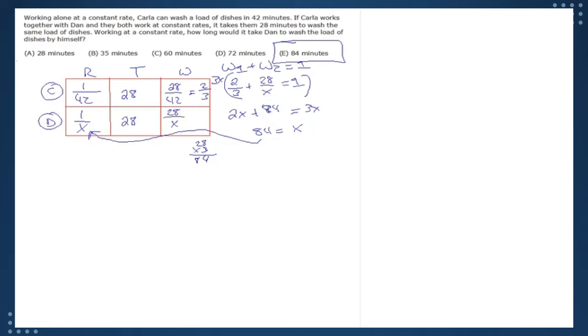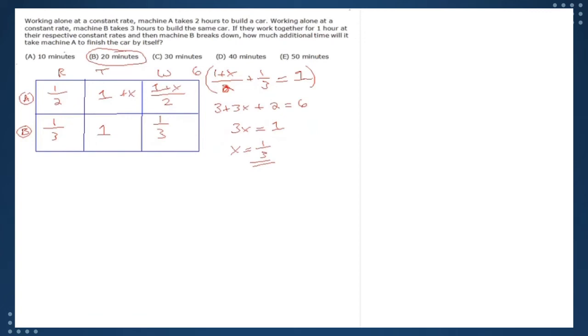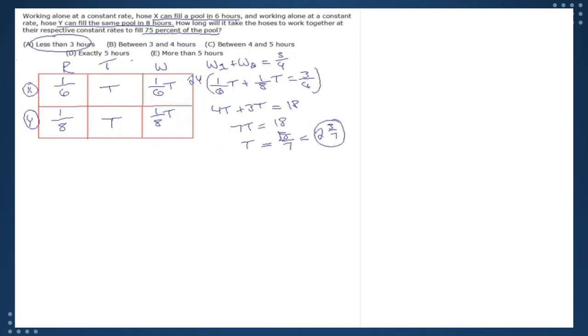I want everyone to see that, look, we used work of one person plus work of a second person equals total work here. We also did it here, and we also did it here. So the cool thing about this formula is that it works in many, many places.